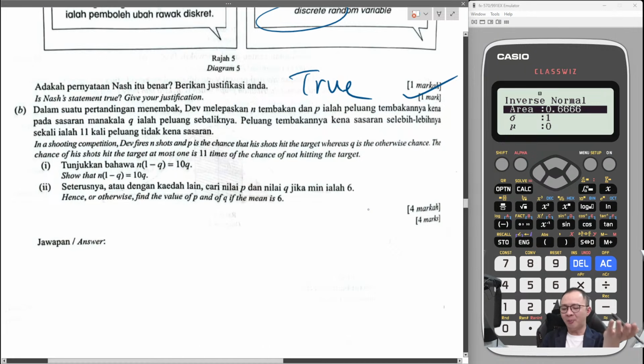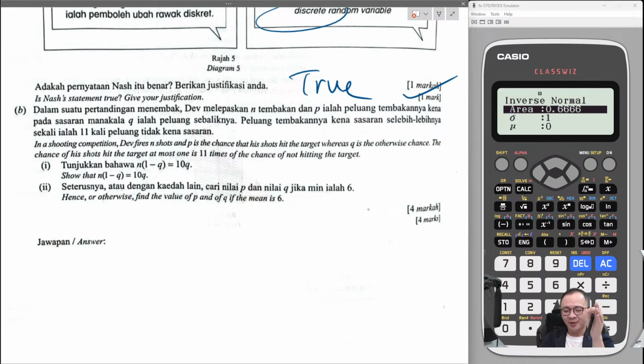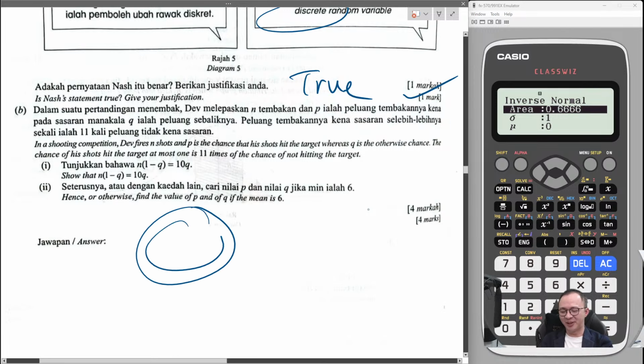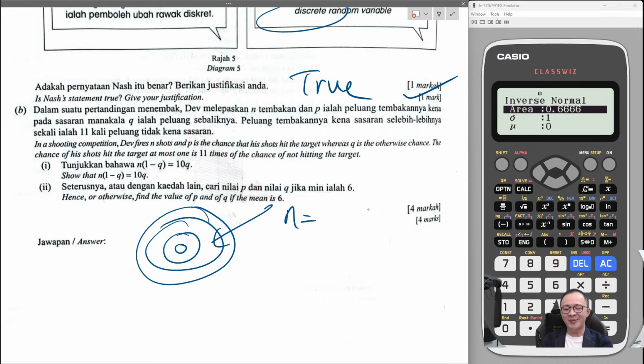Okay, so in a shooting competition, he fires n shots. P is the chance that his shot hits the target, whereas Q is the otherwise chance. So the chance of his shot hitting the target is at most 11 times the chance of not hitting the target. This sentence, I read it and also feel it's super tricky. Okay, so right now I believe there is some shooting competition. I don't know how the shooting competition goes. So how many shots does he shoot? He shoots n shots.